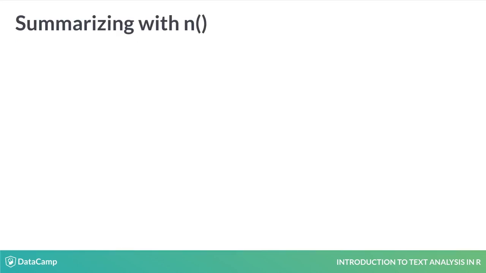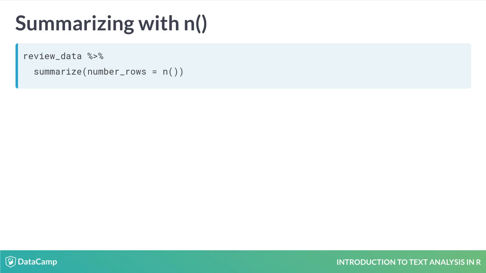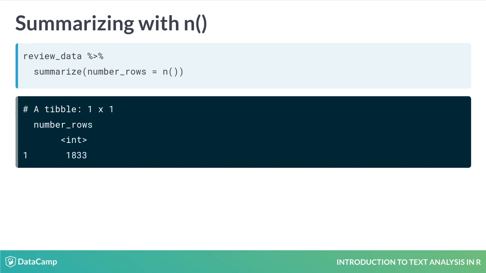The basic summary of categorical data is a count. We can get a count of categorical data by summarizing with a function simply called n. N computes the number of rows in the current group. Here we are summarizing the number of rows for a single group, the entire dataset. So we get 1,833 rows. Note that we didn't need any argument for n. It's simply counting the number of rows for the data we've piped into summarize.